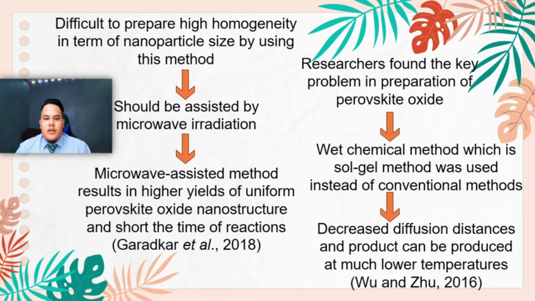As mentioned by CaCoO3 et al. 2018, microwave assisted method results in high yield of uniform perovskite oxide nanostructure and shortens the time of reaction. Moreover, researchers found the key problem in preparation of perovskite oxide was controlling particle size and composition, as well as controlling the interface and distribution of nanostructure perovskite oxide compound. Thus, wet chemical method, which is Sol-Gel method, was used instead of conventional method in this study.